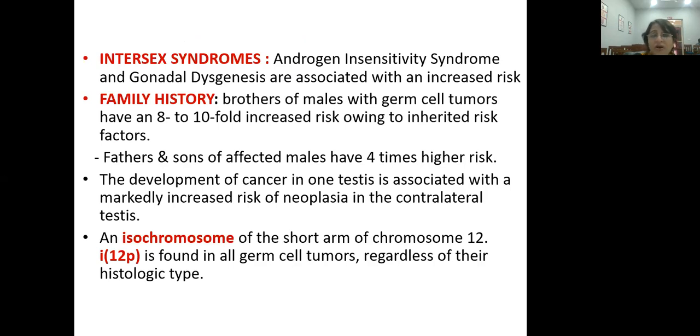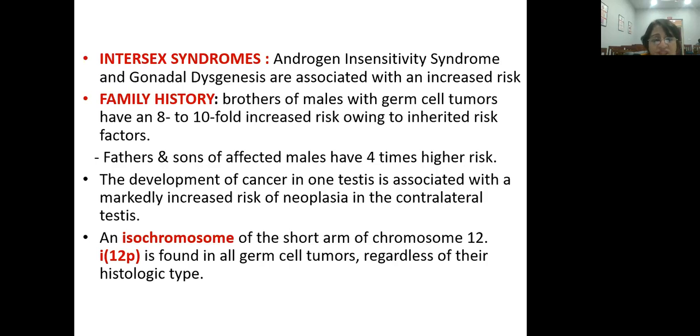Then family histories: brothers of males with germ cell tumors have an 8 to 10 fold greater risk of developing testicular cancer. Fathers and sons have 4 times higher risk. So there is a very strong family history associated with the development of testicular cancer. I'm emphasizing that the development of cancer in one testis is also associated with a marked increase in the development of cancer in the contralateral normally descended testis.